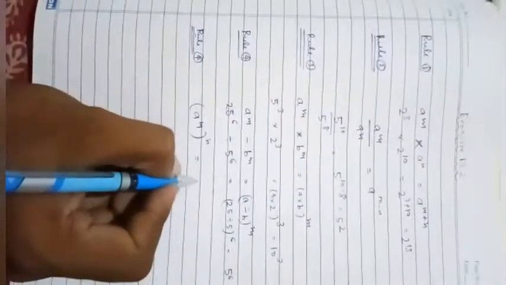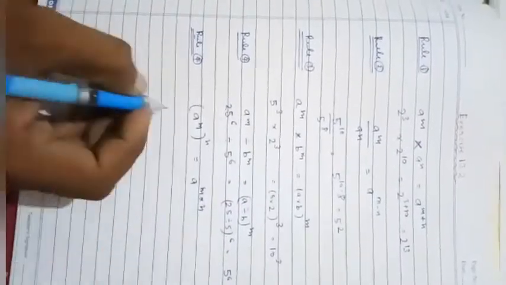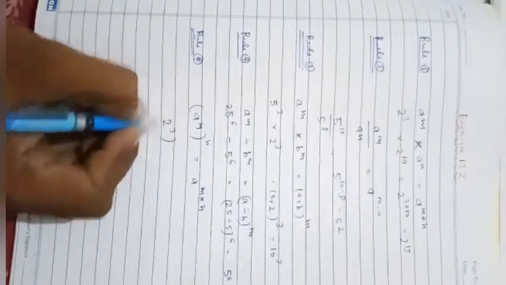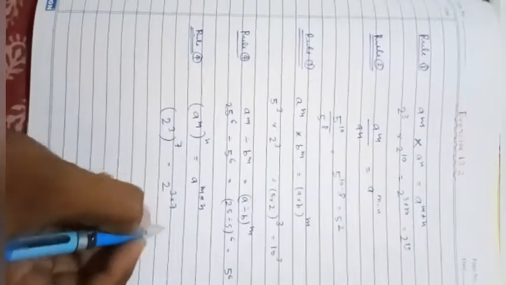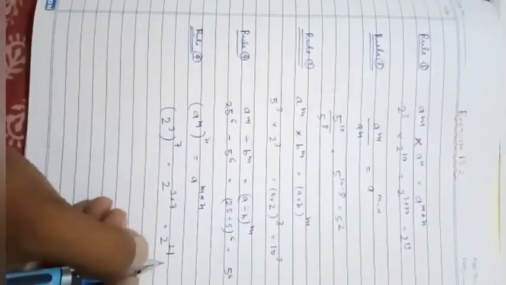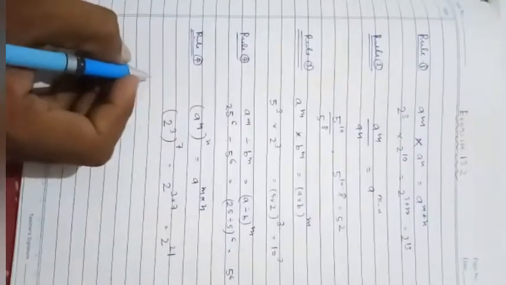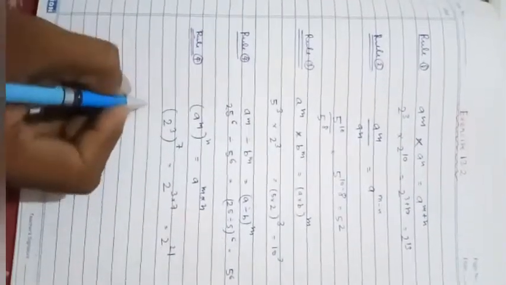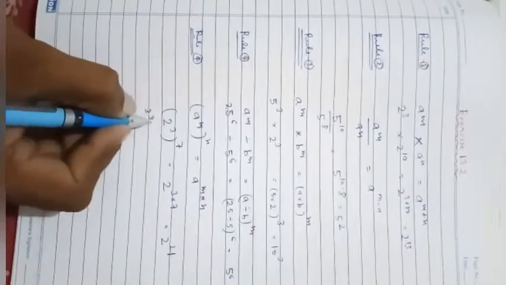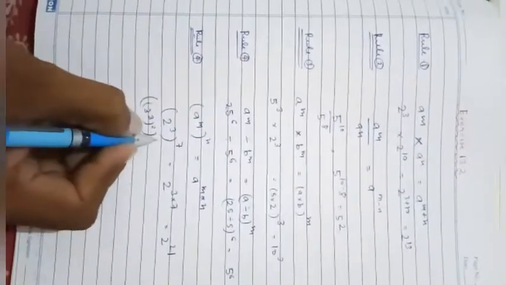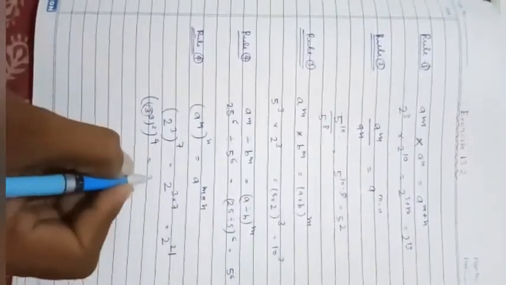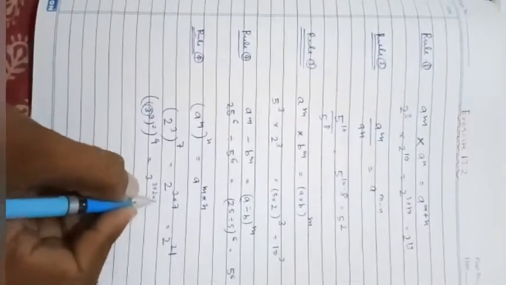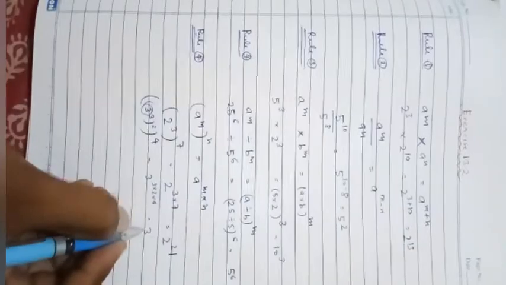Now the next rule is a raised to m, whole raised to n. If you are having the multiple power, then you have to multiply the powers: a raised to m into n. Suppose you are having 2 raised to 3, whole raised to 7, then this would be 2 raised to 3 into 7, 2 raised to 21. Now if you are having 3 raised to 3 raised to 2 raised to 4, if you are having 3 powers, again you have to apply the same concept. This is the base, you have to copy it and multiply all the 3 powers. 3 into 2 into 4 is 24, 3 raised to 24.